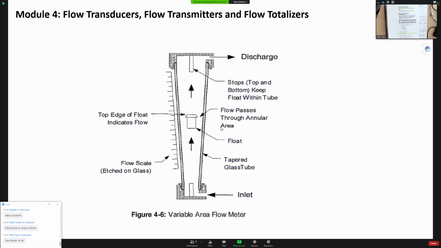We have another type of flow meter. This is called a variable area flow meter. This flow meter is mainly used for indication purposes only. It's not used to give out anything for a transducer or something. You basically just watch. They have a scale down there. You watch this floater. When there's no flow, the floater sits at the bottom. When the flow increases, this floater rises until it reaches a stop on the top, because you don't want it to go anywhere else.